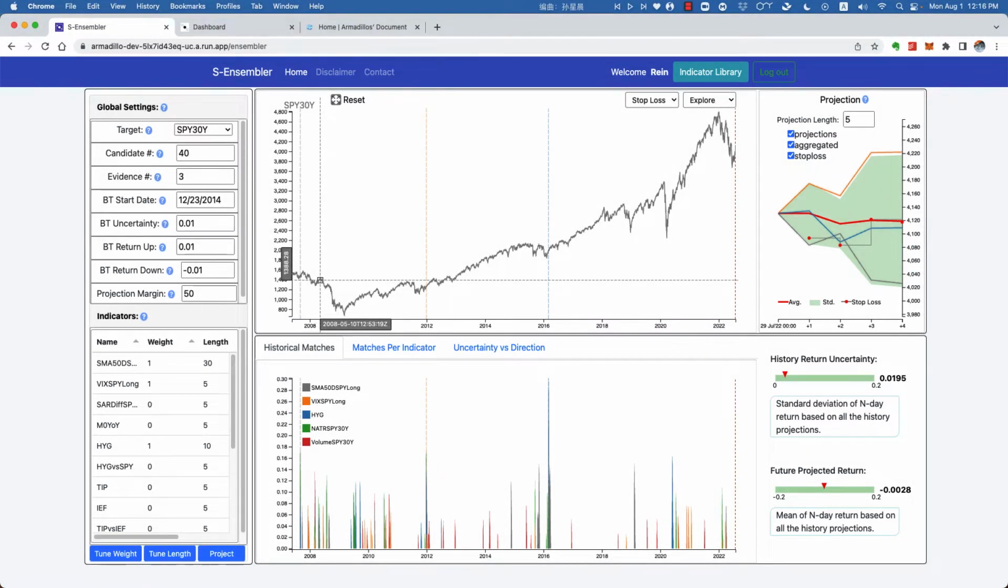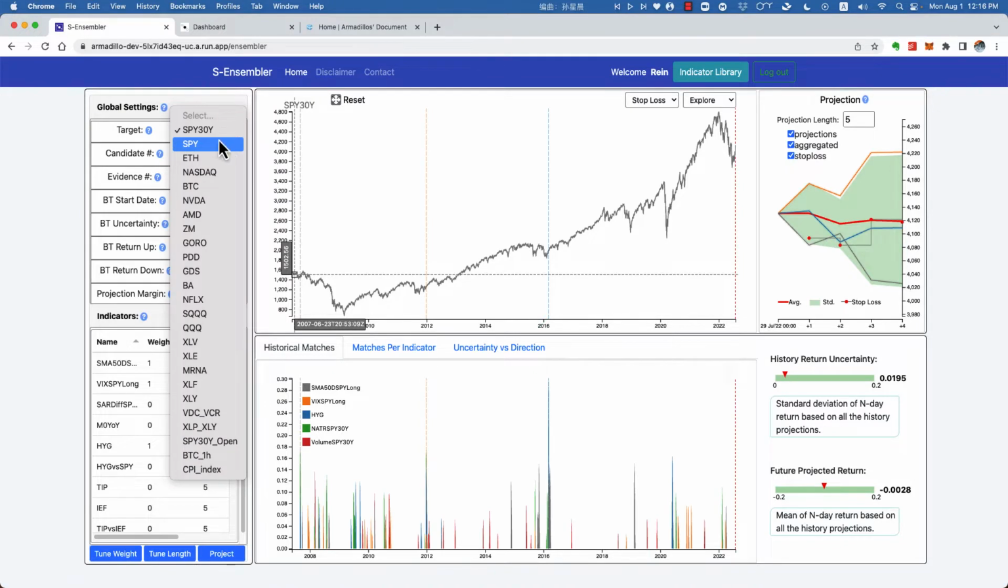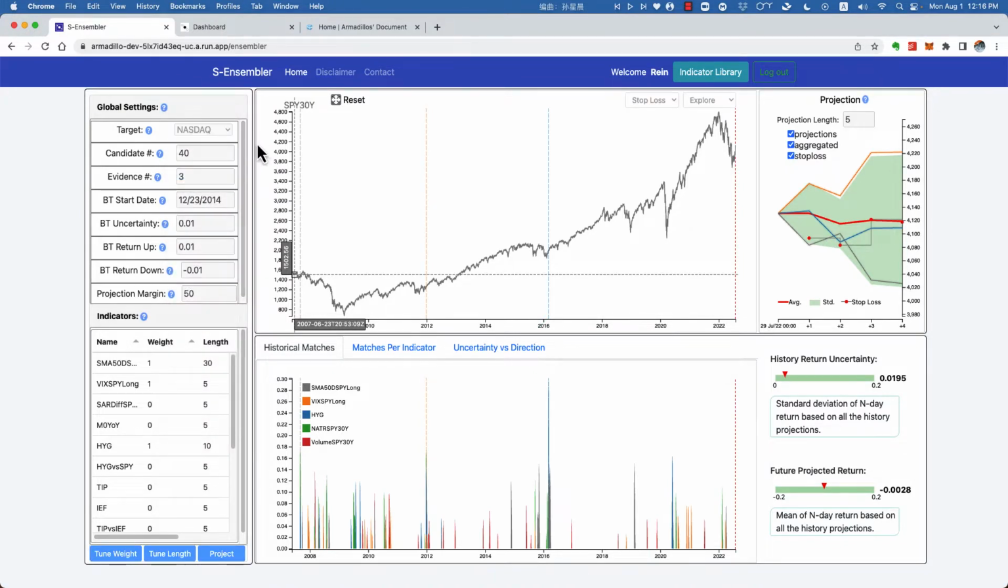Today I'm going to show you how to use our system to project the history into the future. After you land on this page, the most important thing you're going to do is select a target. Right at the beginning, we'll start from the SPY30Y. And if you want to select another target, you can do that. For example, you can select the Nasdaq as your target.